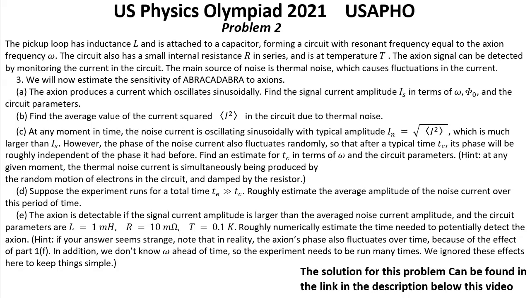Part 3. We will now estimate the sensitivity of ABRACADABRA to axions. A. The axion produces a current which oscillates sinusoidally.